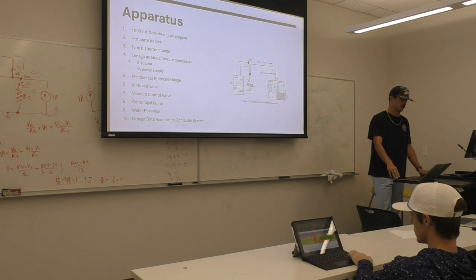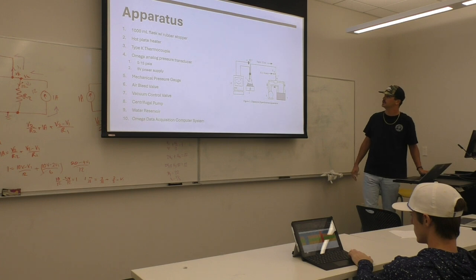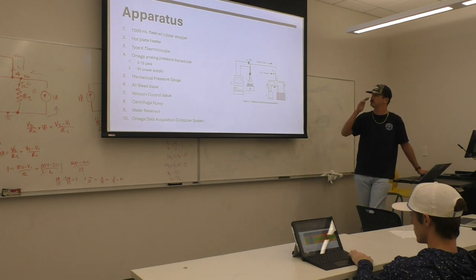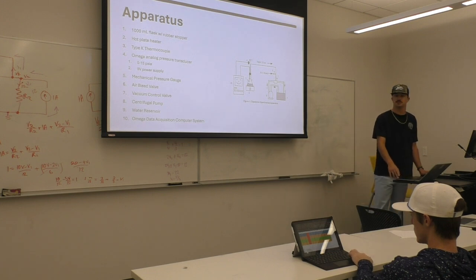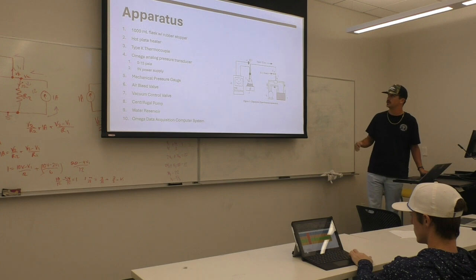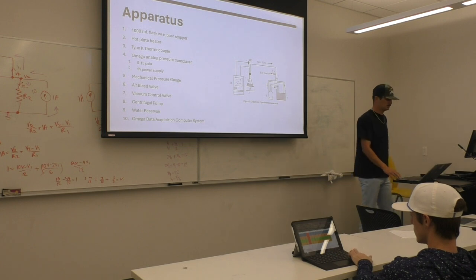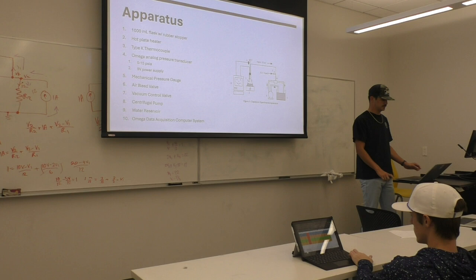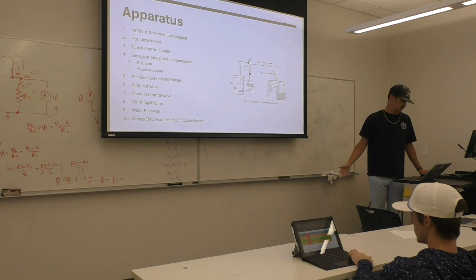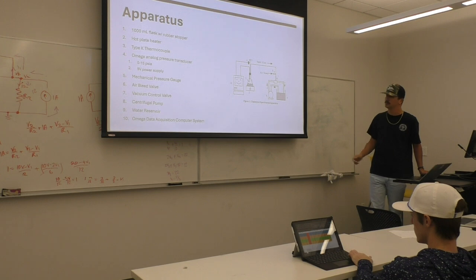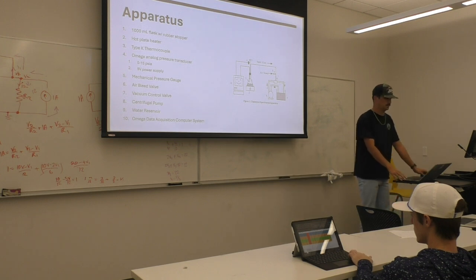There's also a pressure gauge that comes from the transducer, sorry. There's an air bleed valve used to ensure that any unwanted air can be bled out. There's a vacuum control valve, a centrifugal pump that'll be in vacuum, a water reservoir, which is kind of like an aquarium for this, and there's a data acquisition system on the computer that'll get the values from the transducer.